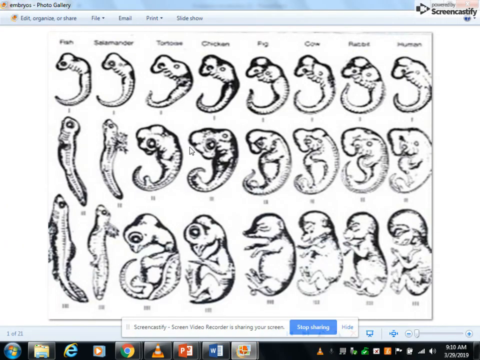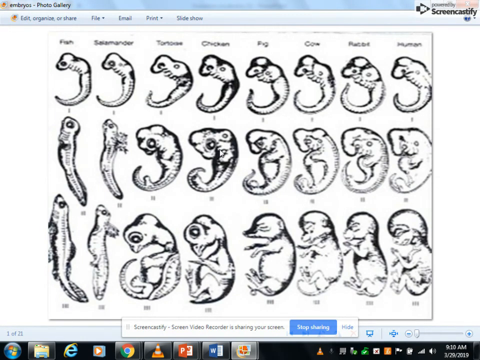Now, it's kind of hard to see right here, but if you notice the top row, they all look very, very similar. The first one's a fish. You got a salamander, a tortoise, which is a turtle, a chicken, a pig, a cow, a rabbit, and a human. Look how we all look the same.